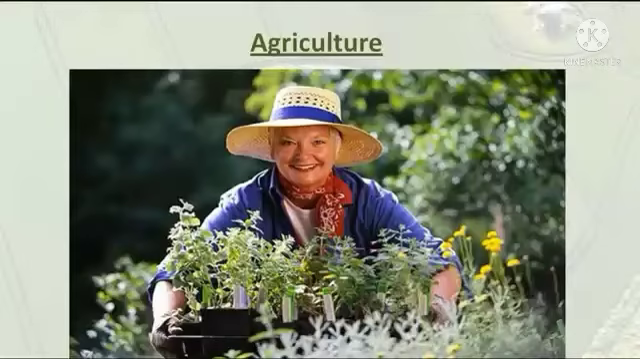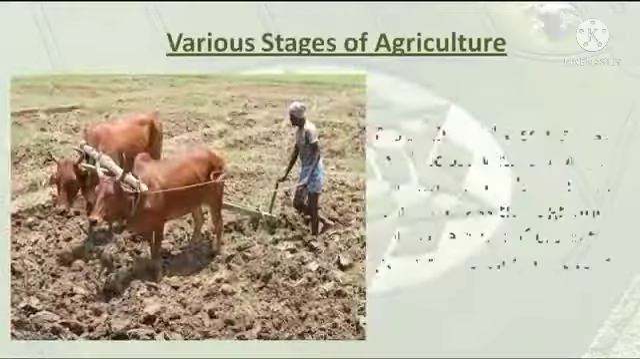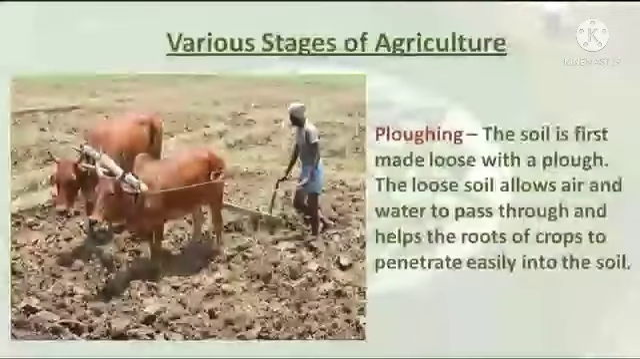As plants are producers and we human beings are consumers, we grow more of them. This practice of growing plants on a large scale for food or other purposes is called agriculture. There are various stages of agriculture.